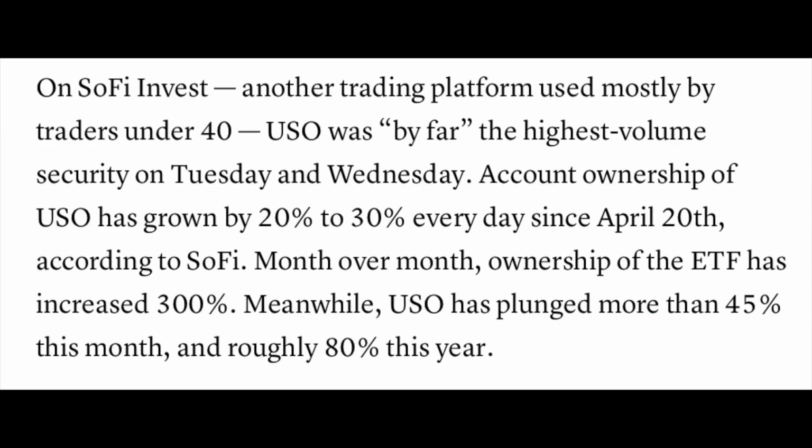On SoFi Invest, another trading platform used mostly by traders under 40, USO was, quote, "by far the highest volume security on Tuesday and Wednesday. Account ownership of USO has grown by 20% to 30% every day since April 20th," according to SoFi. Month over month ownership of the ETF has increased 300%. Meanwhile, USO has plunged more than 45% this month and roughly 80% this year.